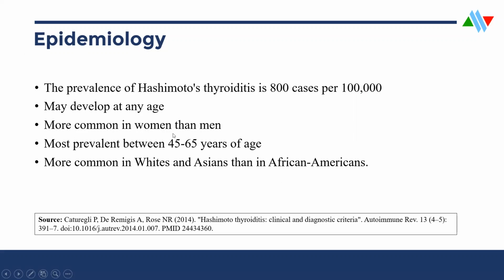So the prevalence of Hashimoto's thyroiditis is around 800 cases per 100,000. So you can see it's not a very rare condition. And actually, Hashimoto thyroiditis is the commonest cause of hypothyroidism.